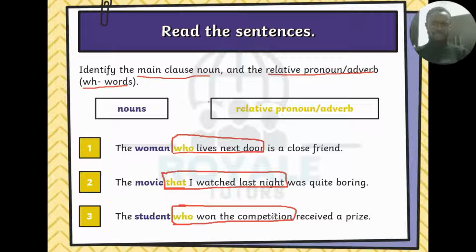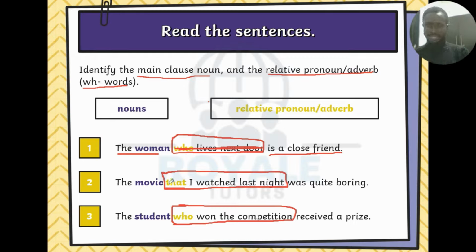Now, let's look at this very quickly. In the definition of a relative clause, I said something very profound. Number one, I said that they are going to act as extra information. So it's just to expand the sentence. If I take this out of the sentence, what do I have? I'm going to have the woman is a close friend. This is really interesting. Truly, relative clauses are going to act as additional information.